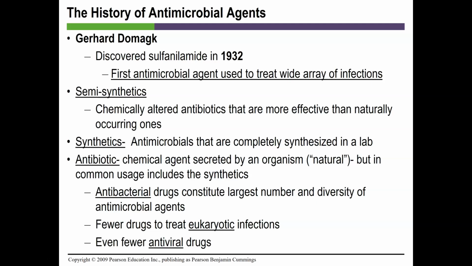Antibacterial drugs, drugs that target bacteria, are the most numerous, and there are fewer drugs to treat eukaryotic infections and even fewer to treat viruses, the antivirals. And if you think about it, it's because eukaryotic cells are like our own, so it's harder to find a target to harm those cells and not our own. And the viruses are using our cells, so we have to find something very specific to the virus and not to our cells in order to target those infections, and it's a little more difficult to do that.